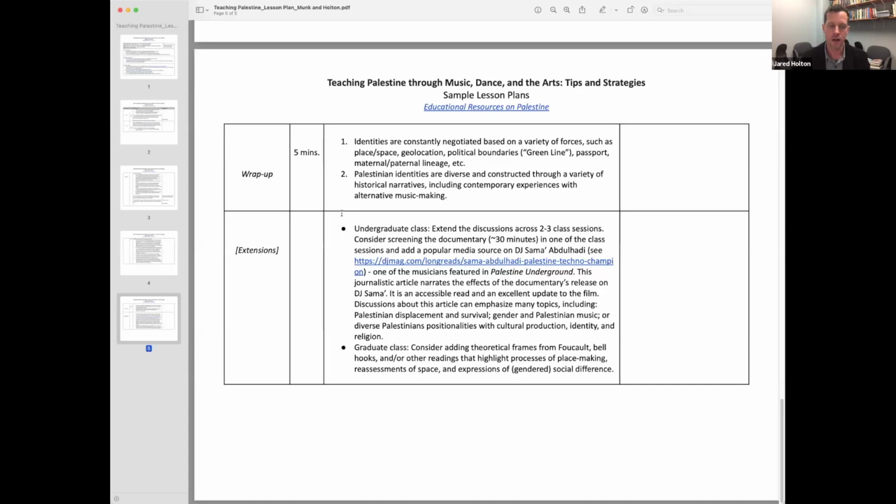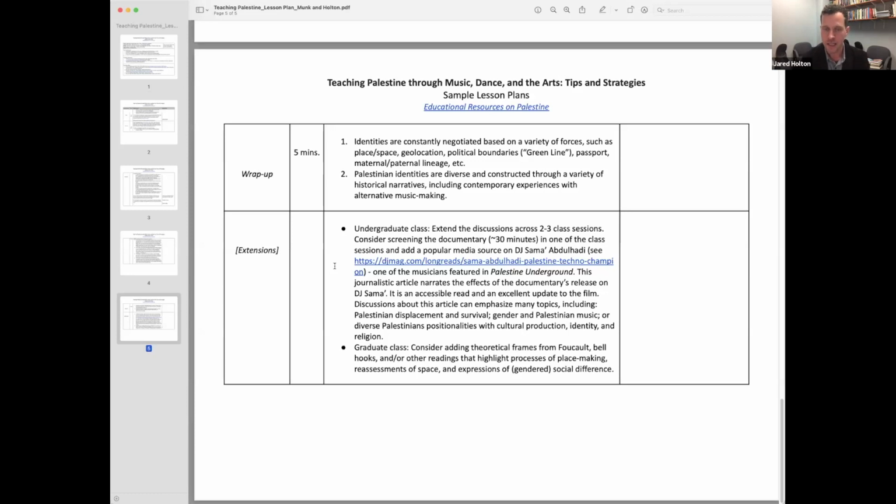Also for a graduate class, extending to a graduate class education. So Nadim Karkabi uses both Foucault's article Of Other Spaces and Bell Hooks' book, Yearning: Race, Gender, and Cultural Politics, both excellent sources to think more deeply about frames of placemaking, reassessments of place, or expressions of gendered social difference. Foucault's article Of Other Spaces and Heterotopia fits really nicely with graduate classes.